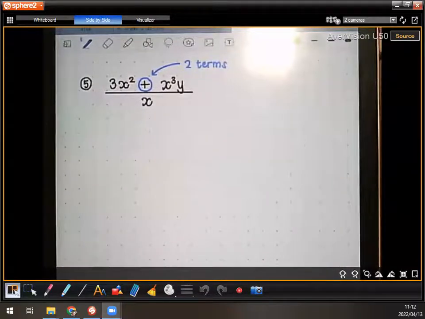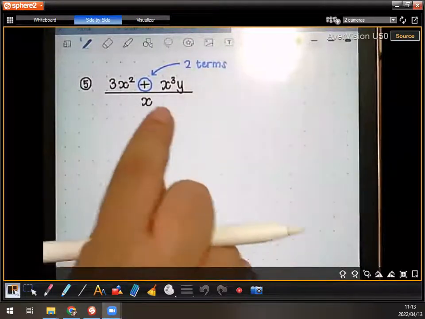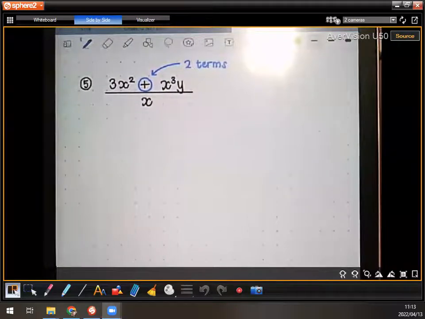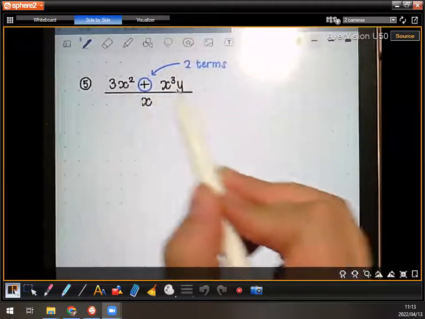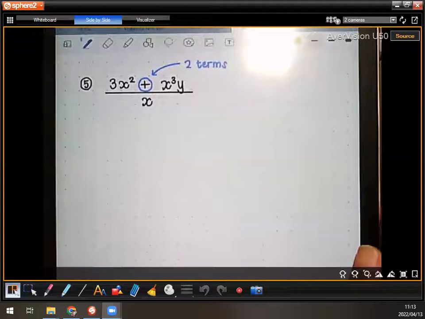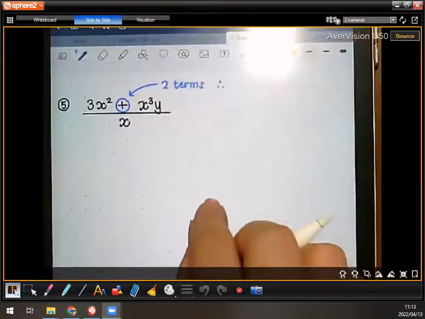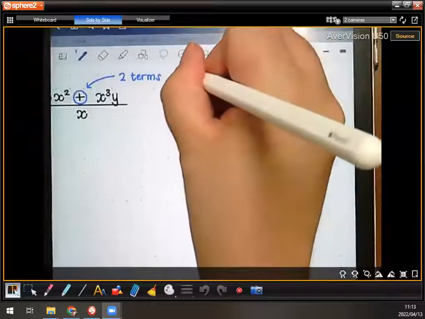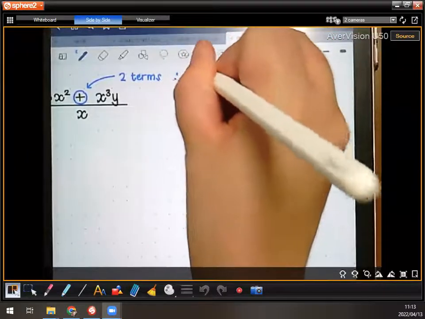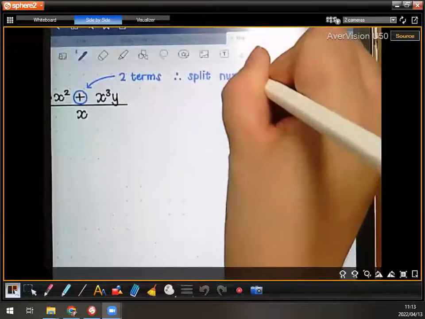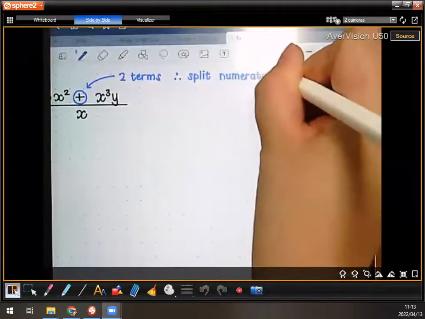Now guys, whenever you have two terms at the top, and in grade 8, you won't have more than one at the bottom. In grade 8, there will always only be one at the bottom. So don't worry about what happens when there's more than one. We'll do that next year. When you have more than one term at the top and one term at the bottom, you are going to split the fraction up. Actually, the numerator we're going to split up. So split numerator up.